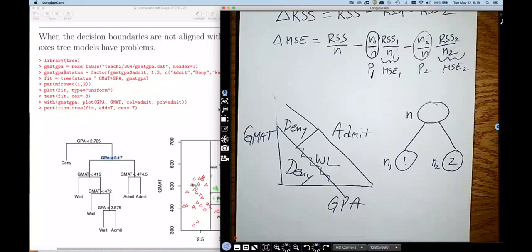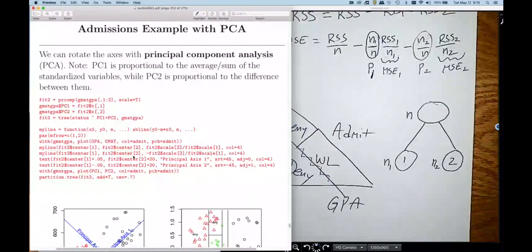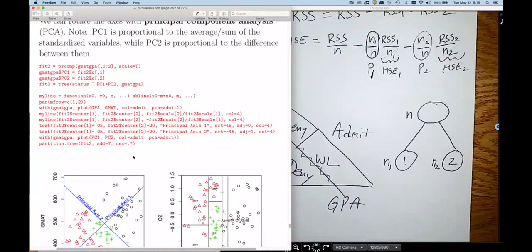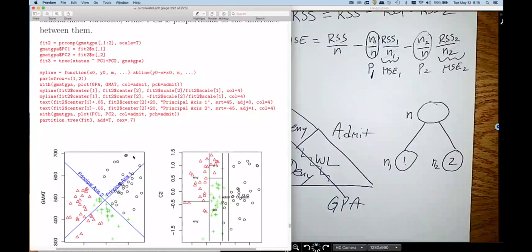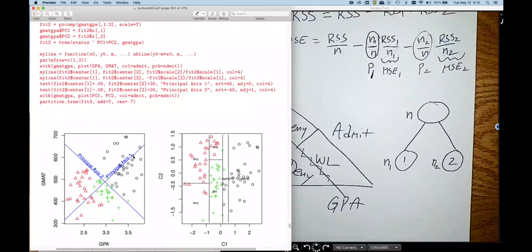So what do we do? Well, the answer is we could rotate our axes. We're going to study a method when we get to unsupervised learning called principal components analysis. And I don't expect you to understand principal components analysis right now. We're going to come back to this in a couple weeks. But what PCA basically does is it finds a rotation of our axes. So instead of having the GMAT and the GPA axes, we're going to do a rigid rotation. What I mean is we're just going to rotate both of these axes a certain amount, so they maintain a 90-degree angle between them.